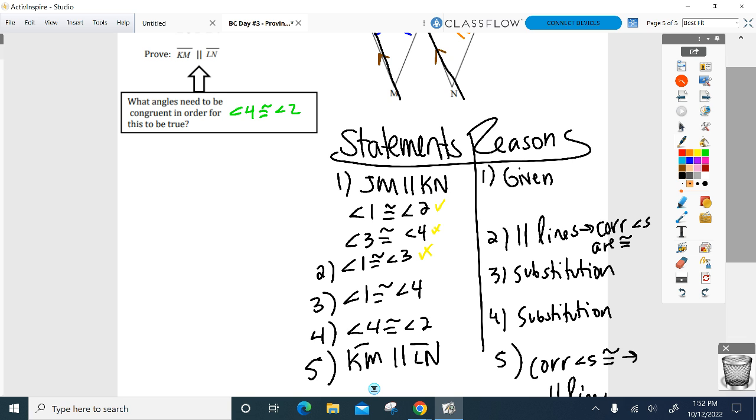Every proof you do tonight, there's a box there. You've got to fill in what angles need to be congruent first, and get them some other way than saying parallel lines. I would use this 15 minutes here to your advantage. All right, let's get rolling.